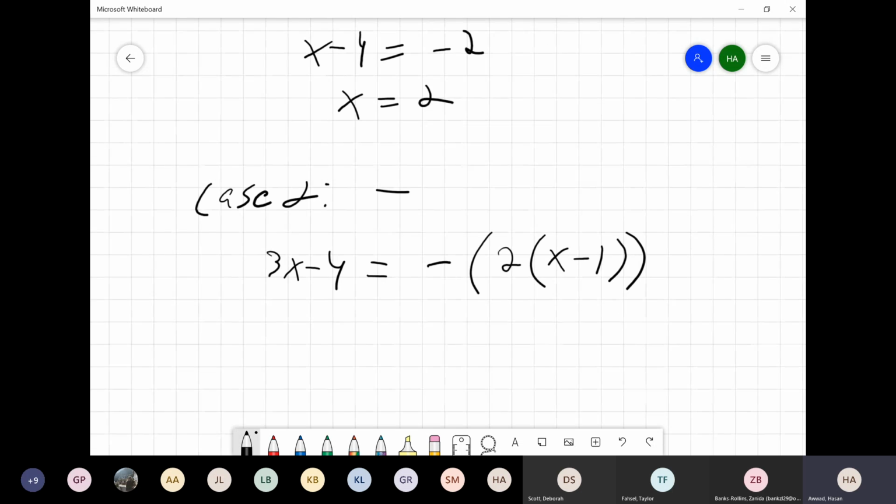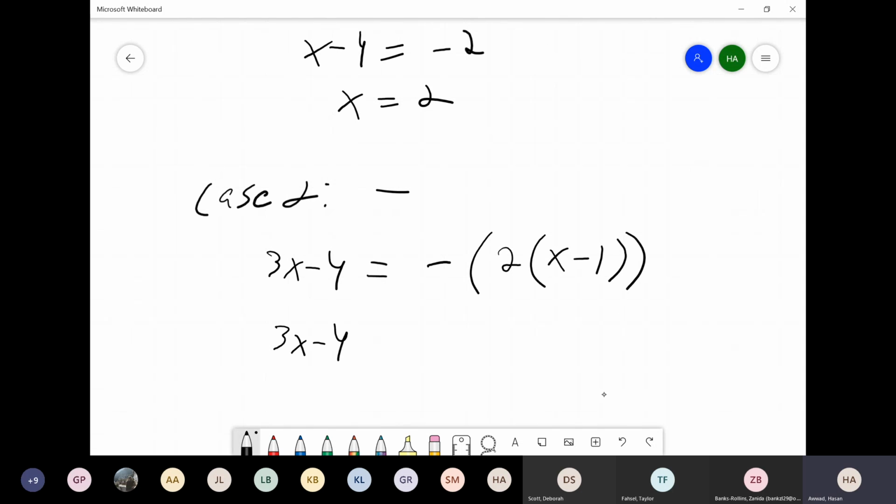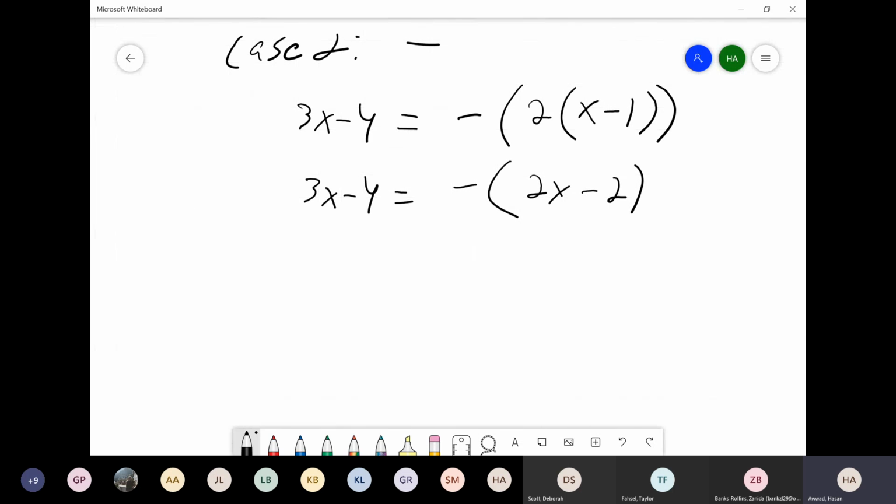So distributing the 2, we get 3x minus 4 once again. We have the negative on the outside. We get the same thing that we got before, right? 2x minus 2. But it's going to be the negative version of that, so we're going to negate that as well. We keep 3x minus 4, and now we get negative 2x plus 2, right? The negative applies to both terms inside of the parentheses, so it changes the sign of the positive 2x to a negative 2x.